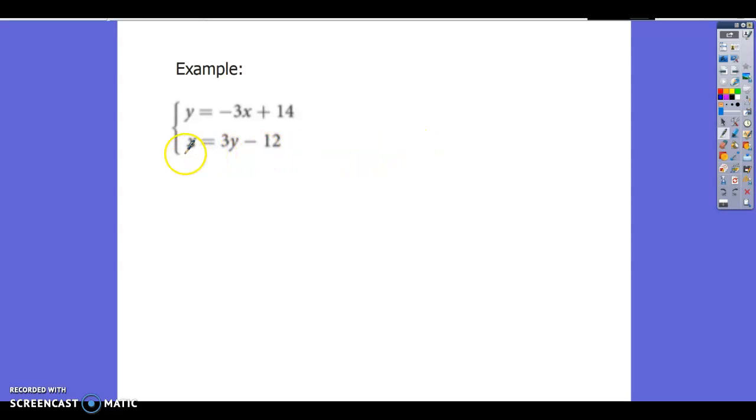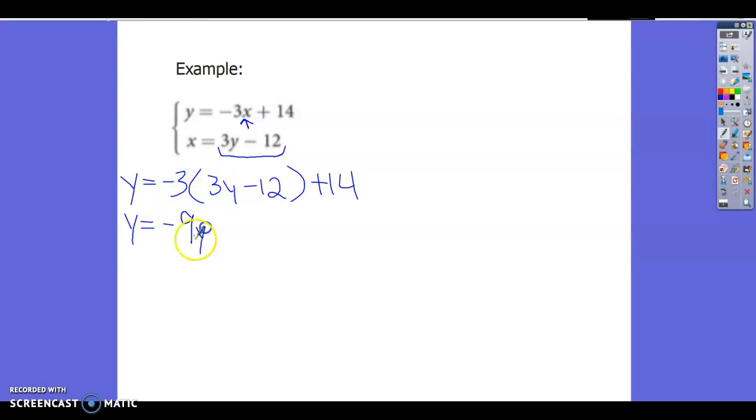Let's say that x equals this. So let's take this and substitute it here for x. Let's see what happens. We're going to have y equals negative 3 times, instead of x, we're going to replace x with 3y minus 12, and then we're going to add 14. Then we have to do the distributive property. So we get negative 9y. A negative and a negative makes a positive, so we get positive 36 and then plus 14.